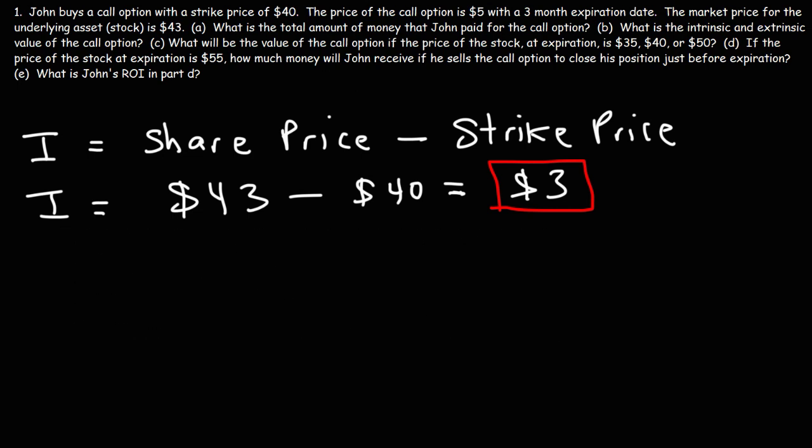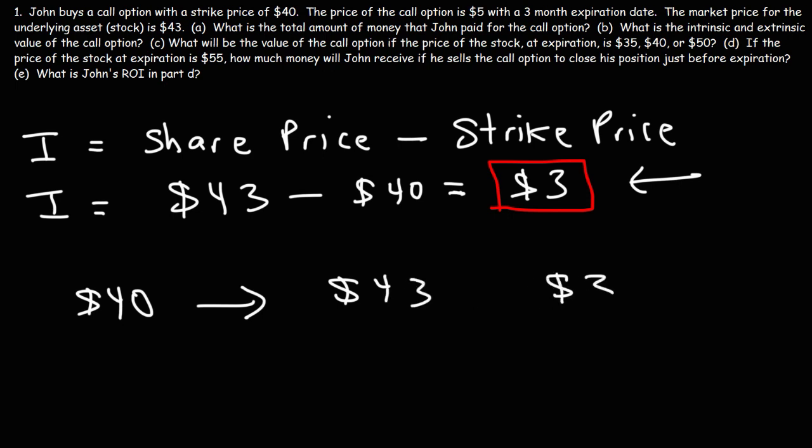But now let's understand what the $3 means. Why is the intrinsic value $3 other than the fact that the equation told us so? Well, what John could do is he can exercise his right to buy the stock at the strike price at $40. And then he can go to the market and sell the stock at the market price of 43. And so he could immediately realize a gain of $3.